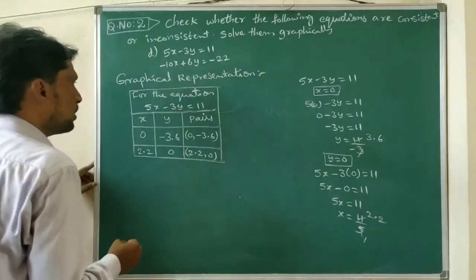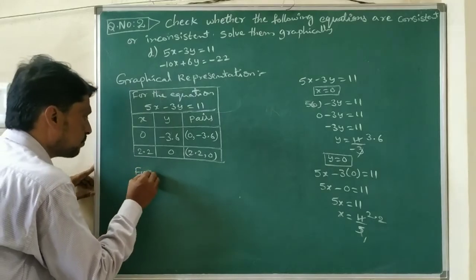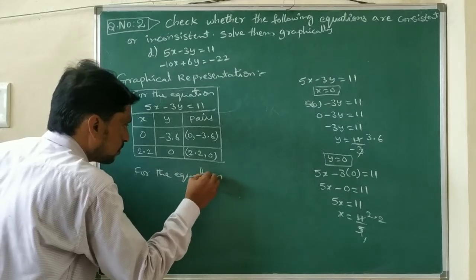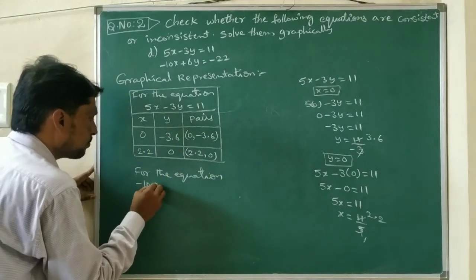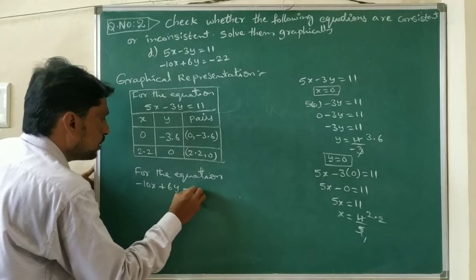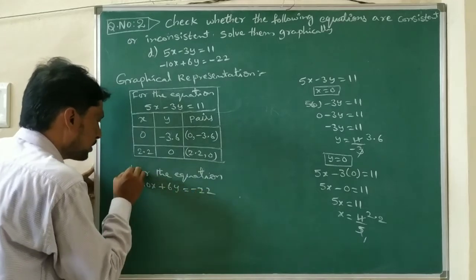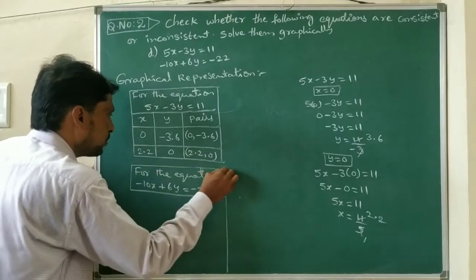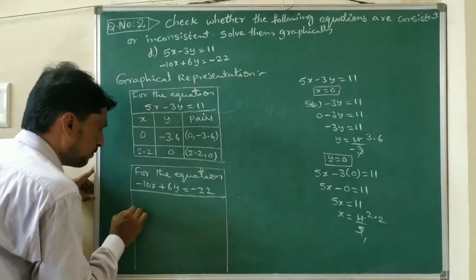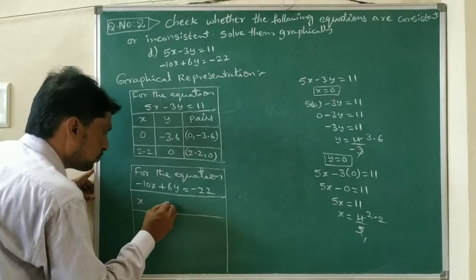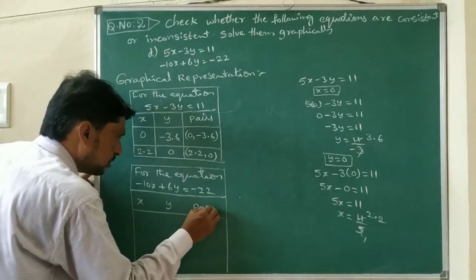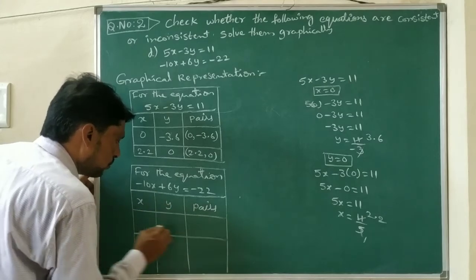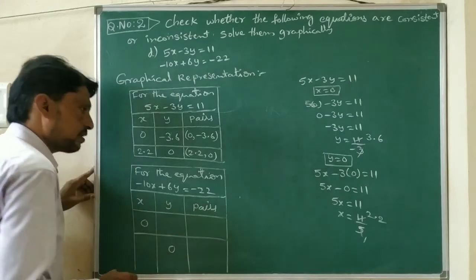Next, one more equation is there. That one also you can take. For the equation minus 10x plus 6y equal to minus 22 you can take. So here also we need to assume the values of x and y. So x value, y value and pairs. So x value first you can take as 0, y value next time you can take as 0.